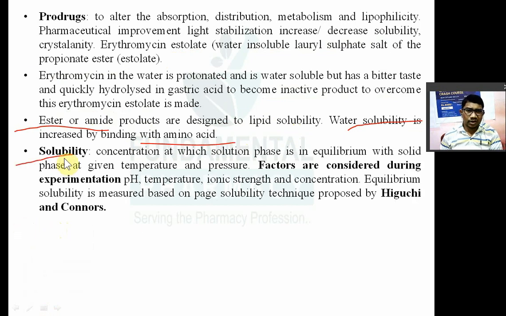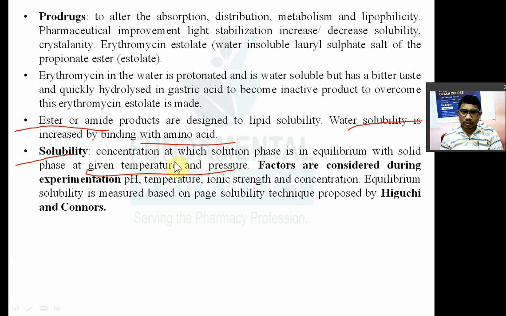What is the term solubility? Solubility is nothing but the concentration of drug at which the solution phase is in equilibrium with the solid phase at a given temperature. You have seen solubility already, we already saw solubility in pre-formulation.